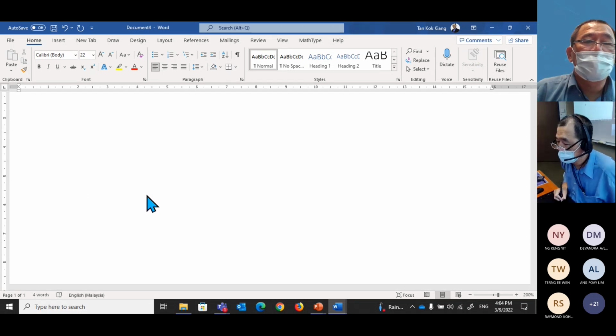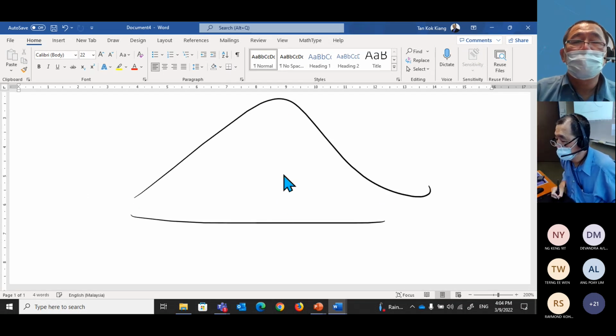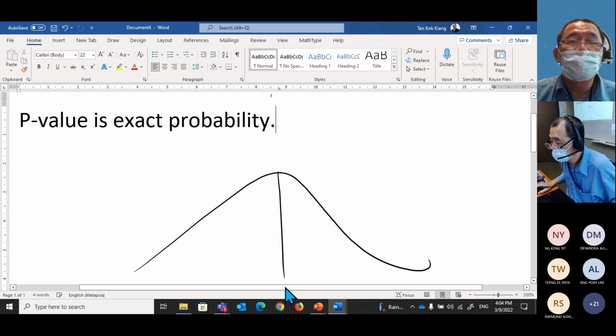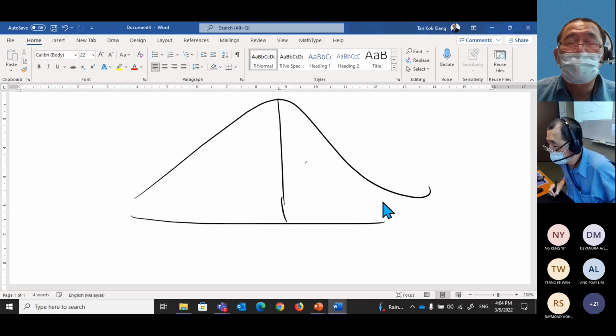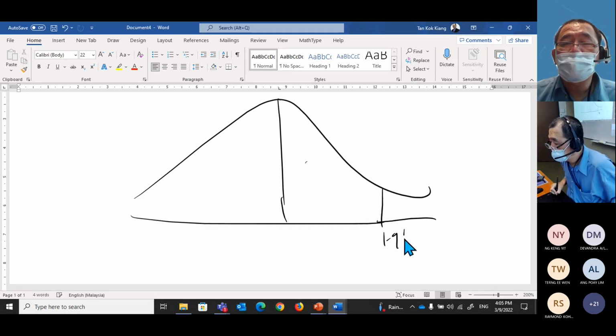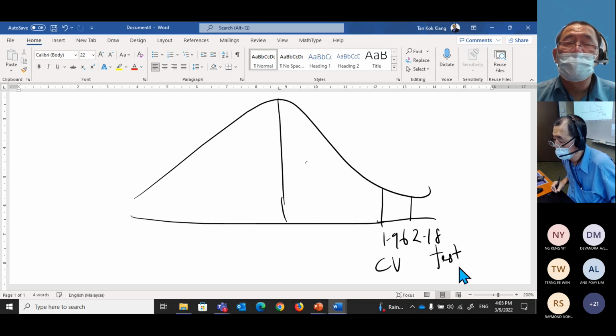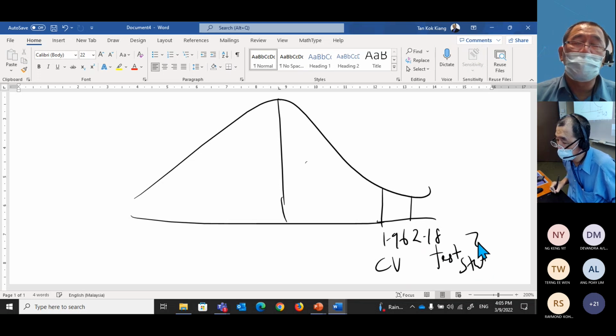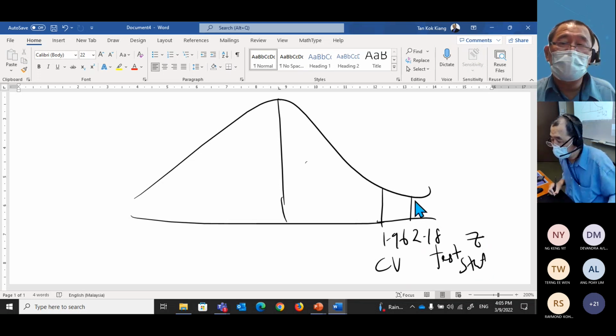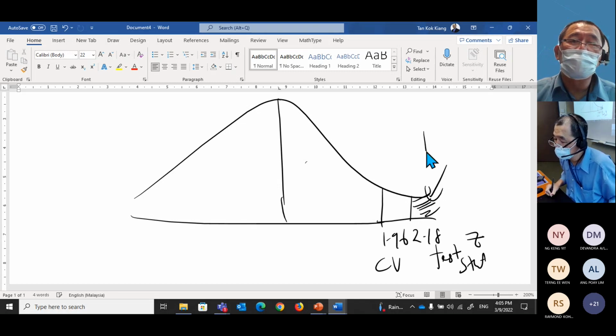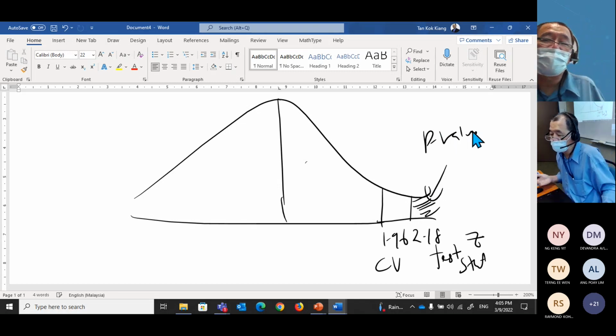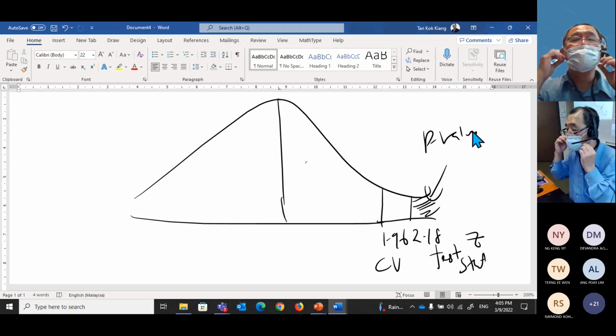So 1.96 is the critical value. But let's say your test statistic is 2.18. This is your test statistic, which is the Z score. So this small area is the p-value. The p-value is calculated based on your data.